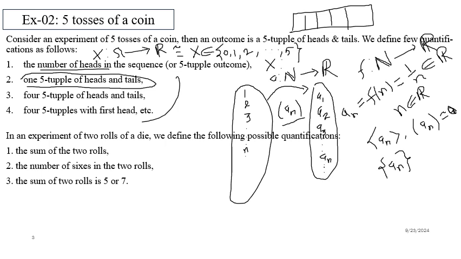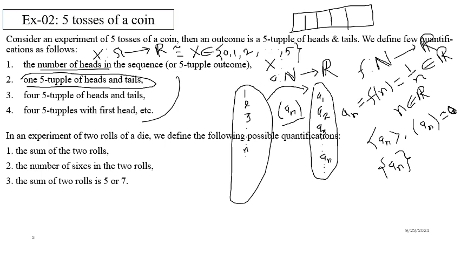So here, in a single experiment of rolling 2 dice together, how many random variables can you define? Various random variables are possible. If you are taking a random experiment where the sample space is finite, then you can define only a finite number of random variables, not infinite. So there are various possible random variables you can define in a single random experiment.